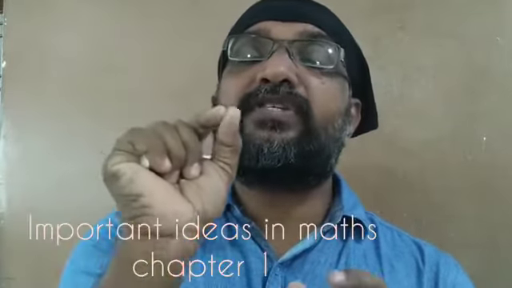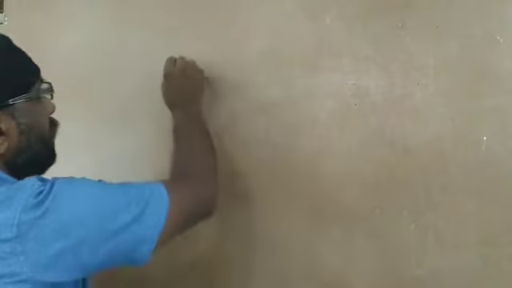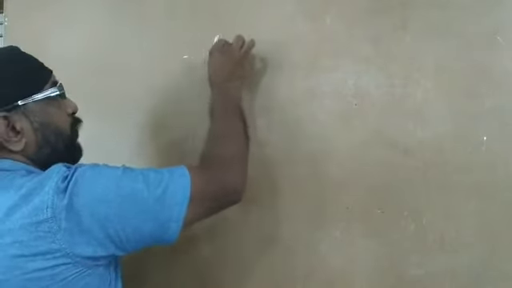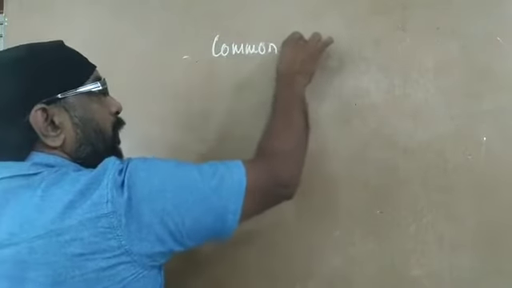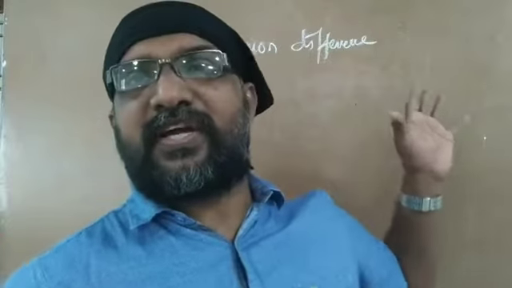Okay. So give a title. Important ideas in Mathematics chapter 1 Arithmetic Sequences. Right below that, first we deal with common difference. So this is the first idea you should learn from the first chapter, how to find the common difference. This I told you in the last class.